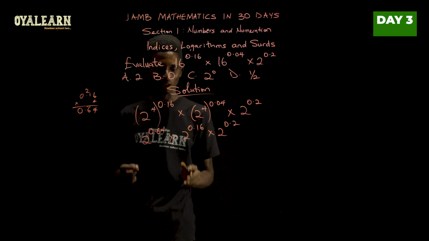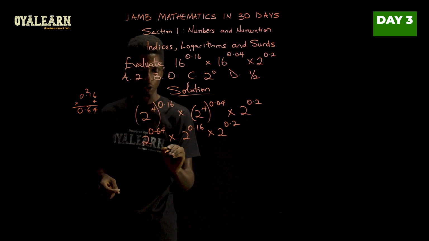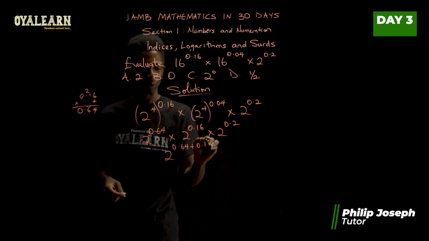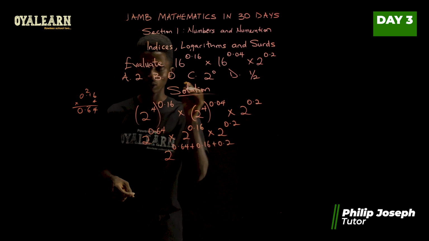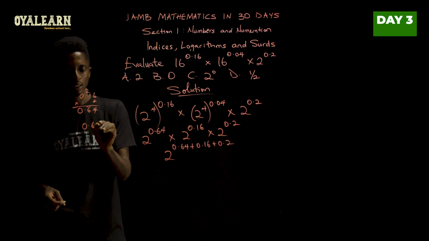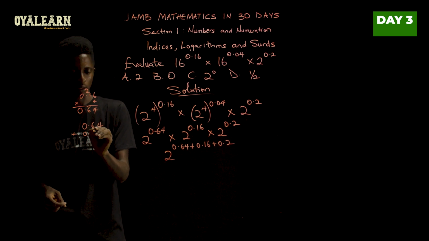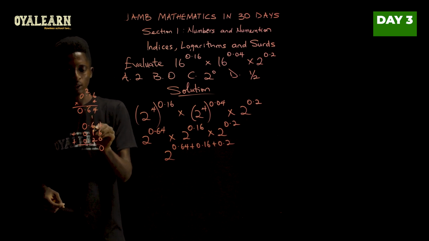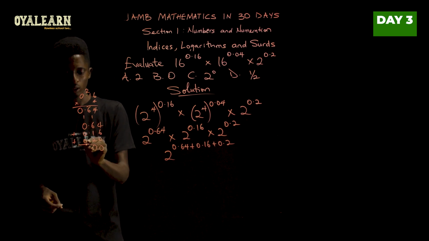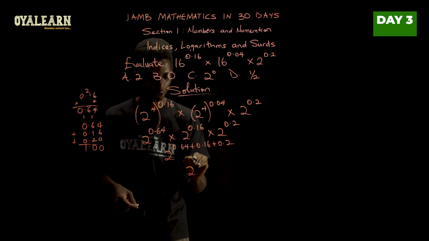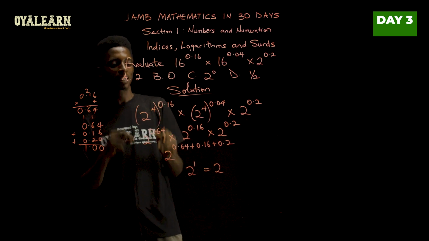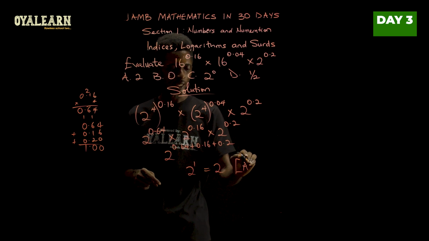Now let's add this up. That is, we're going to be having 2 to the power of 0.64 plus 0.16 plus 0.2. Let's add it together. 0.64 plus 0.16 plus 0.2. Now this gives us 0 carry 1. This is 10, so 0 carry 1. So we have power of 1. So here we have 2 raised to the power of 1, which gives us 2. That is, the correct answer here is option A.